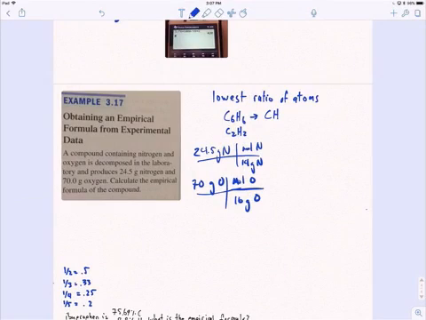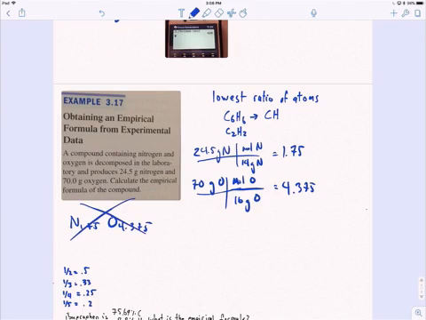And what is this? 24.5 divided by 14. This is 1.75. And then 70 divided by 16. This is 4.375. And you're like, okay, fine. So that means we have nitrogen 1.75, oxygen 4.375. This doesn't work. You can't do that because when you deal with molecules, you have to deal with whole numbers.